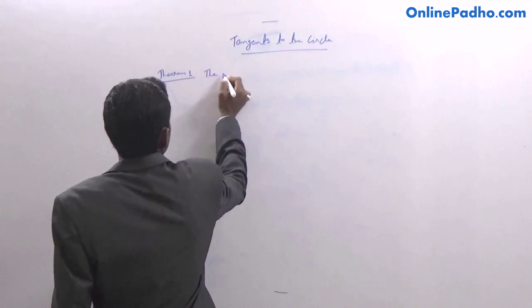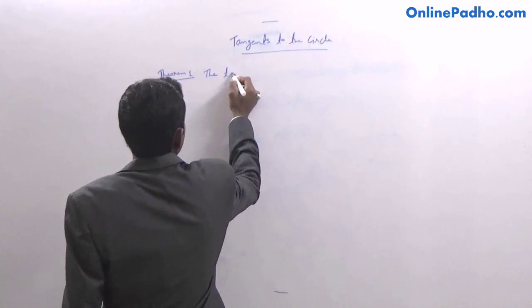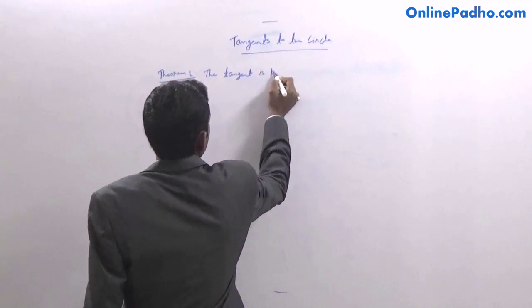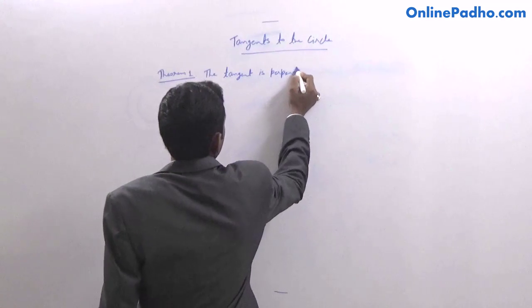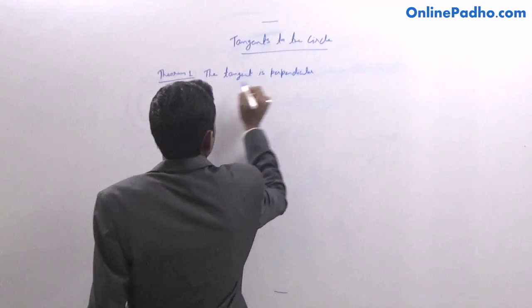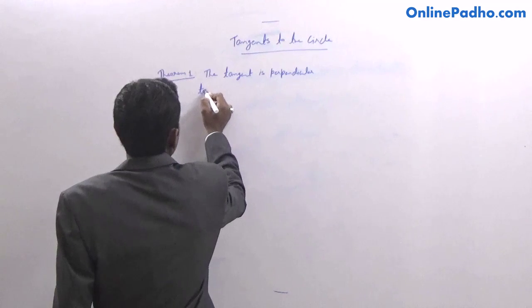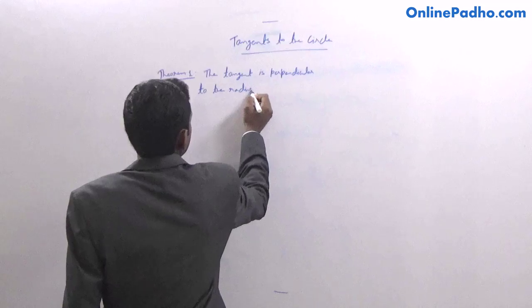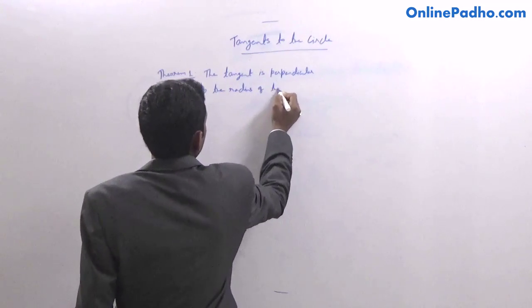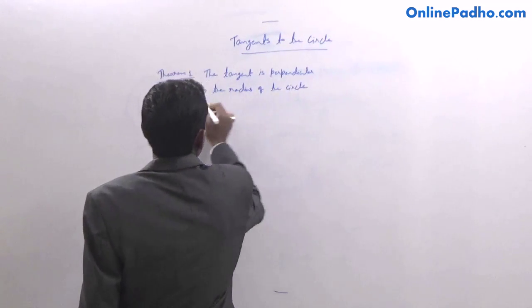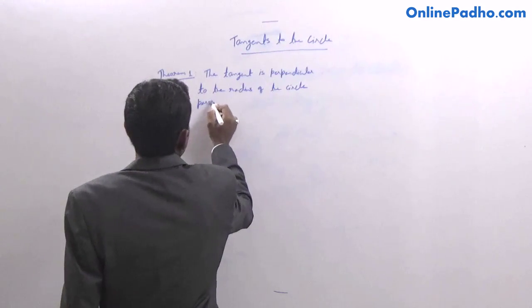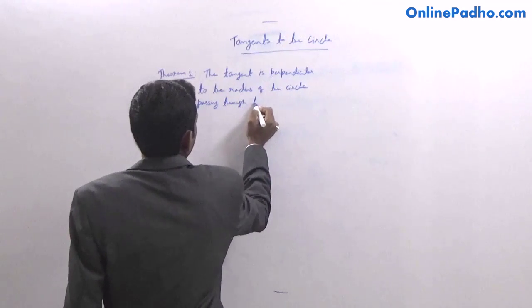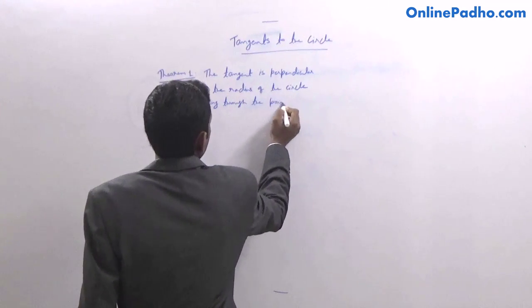the tangent is perpendicular to the radius of the circle passing through the point of contact of the tangent.